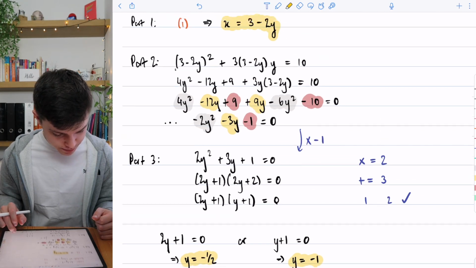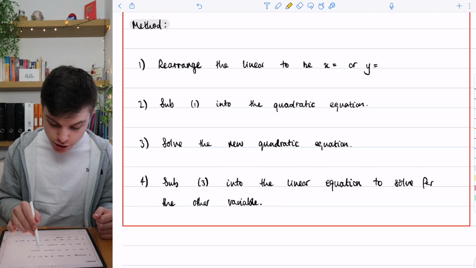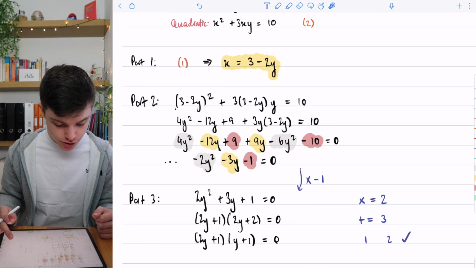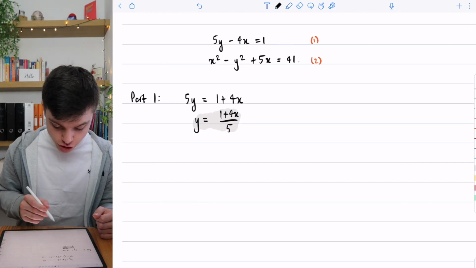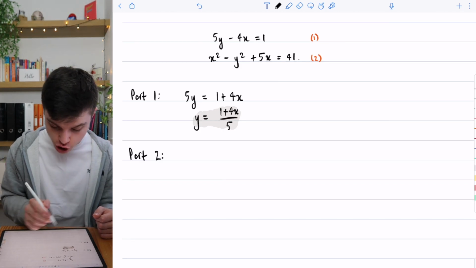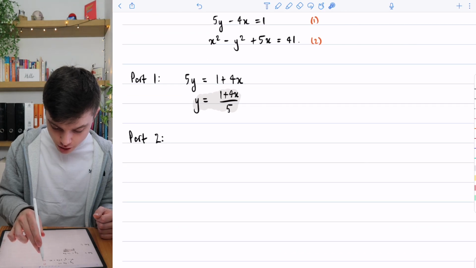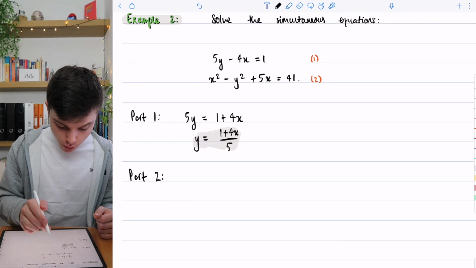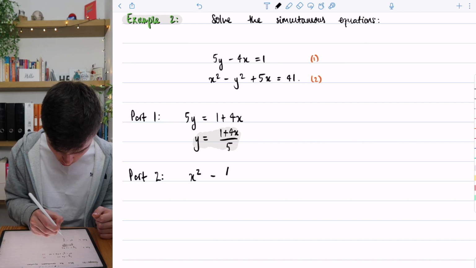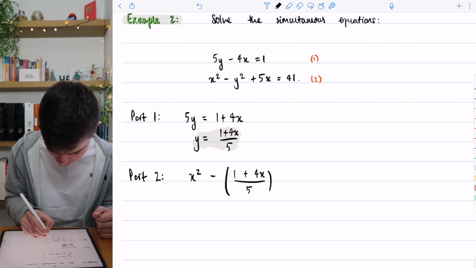Now let's have a look. What did part 2 say? Part 2 said substitute this into the quadratic equation. So let's do that. I'm going to substitute that into the quadratic, which we called equation 2 here. There's equation 2. We've got y, so we're going to have x squared minus y squared, which in this case is 1 plus 4x over 5.